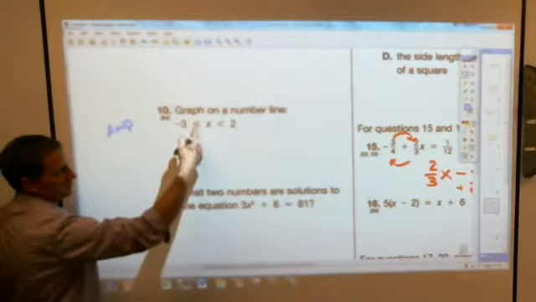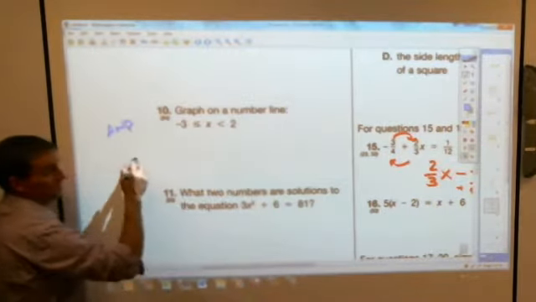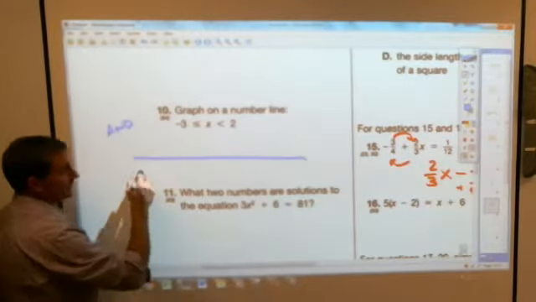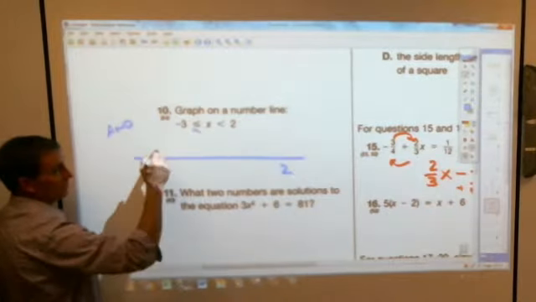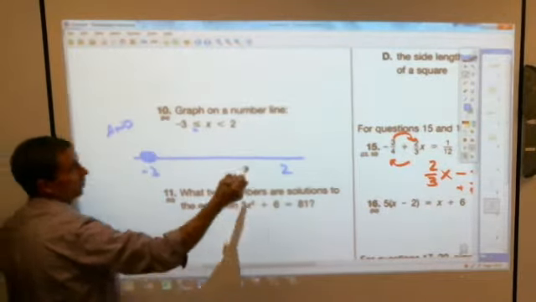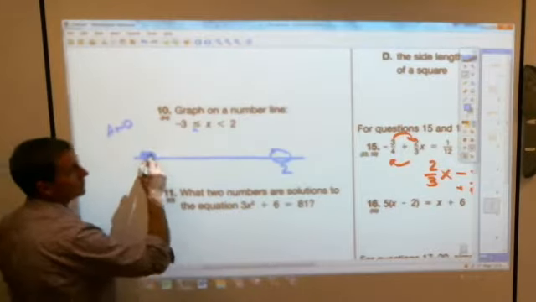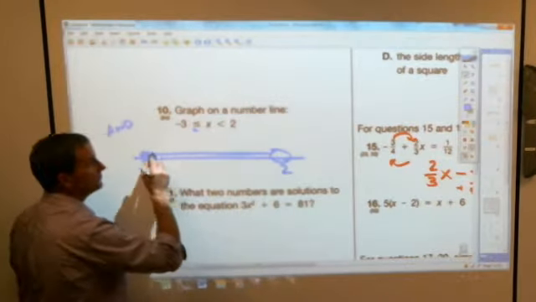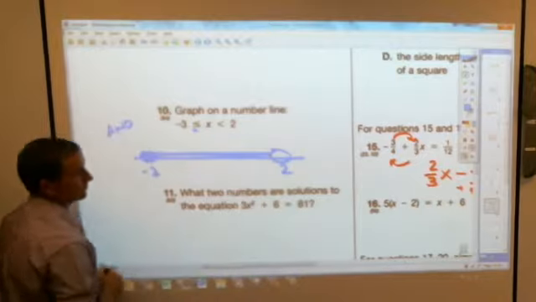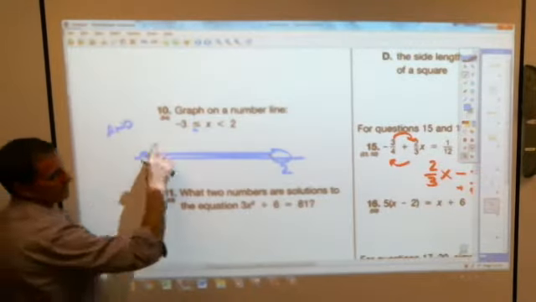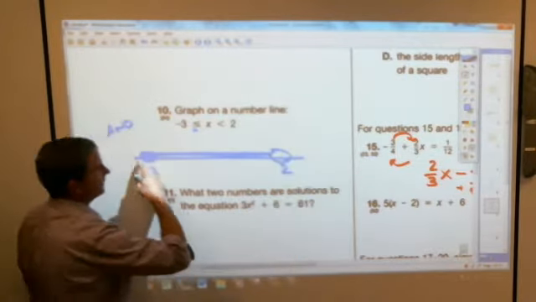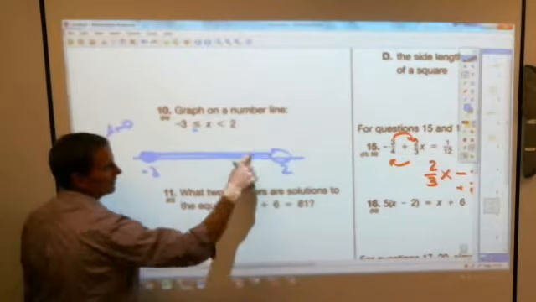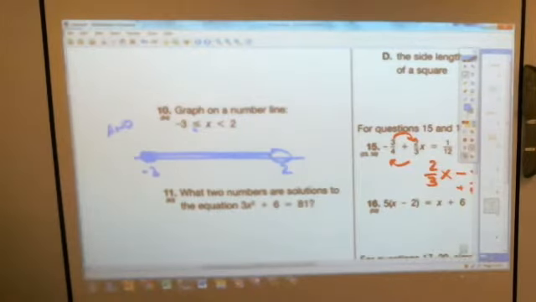This tells you there's a closed circle for this one. This tells you there's an open circle for this one. You have a -3 and you have a 2. Closed circle at the -3. Open circle at the 2. And you just color the line between them. If it said or, the difference is when it's or, the lines go away from each other. When it's and, they go to each other. That one doesn't get any easier than that.